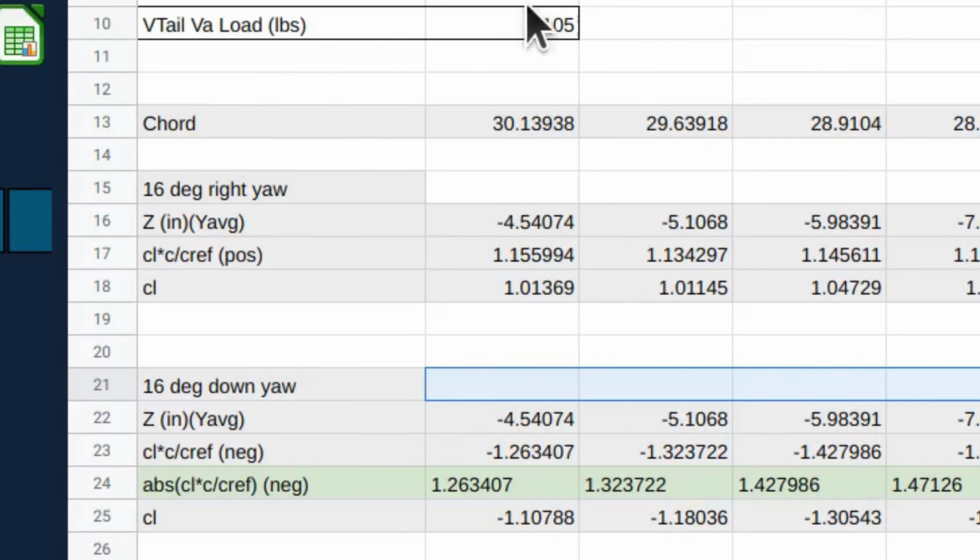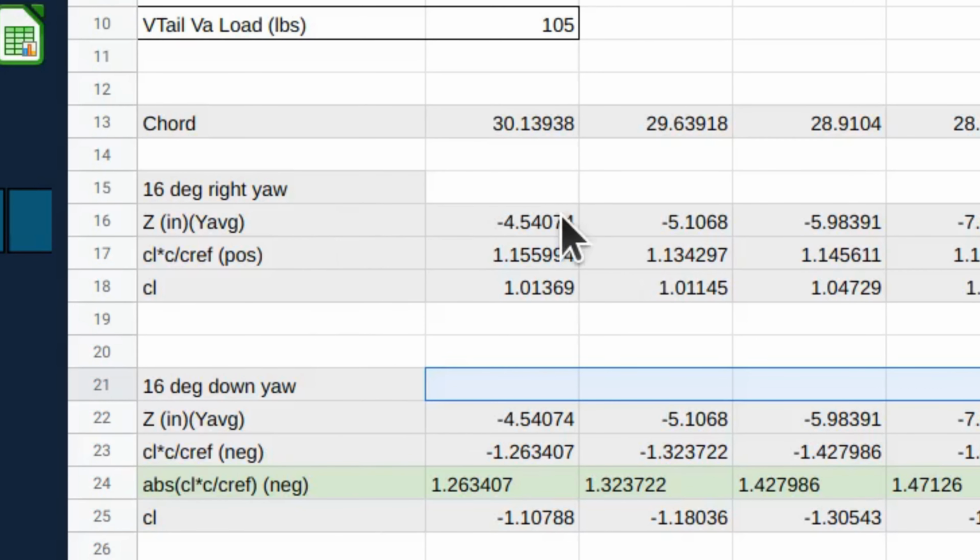So I brought the 105 pounds of load for the vertical tail into this spreadsheet because I'm going to be using that a little bit later. Another thing that I brought in that I neglected to mention from the CSV files is I brought in the chord for the vertical tail. Now the chord is going to be the same whether you're yawing left or yawing right, in this case pitching up or pitching down. And here are the 3 rows that I got from each of those CSV files.